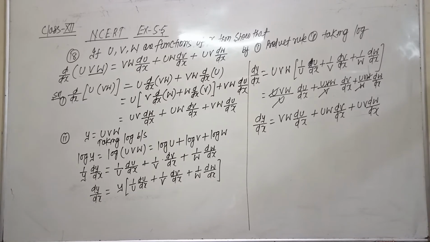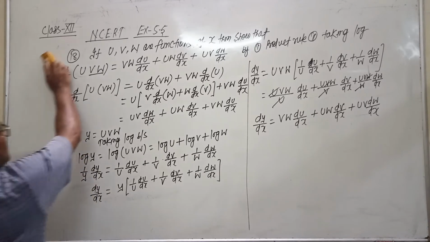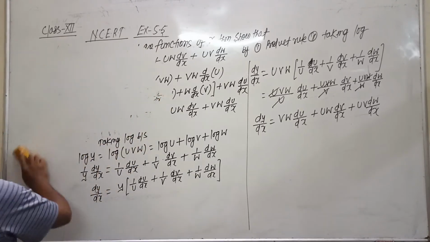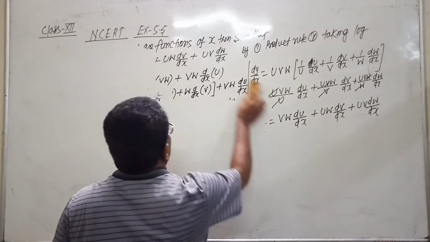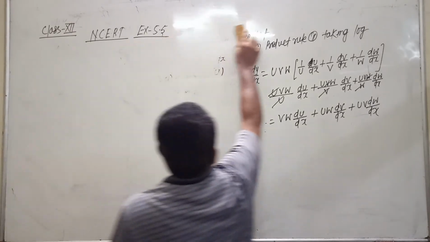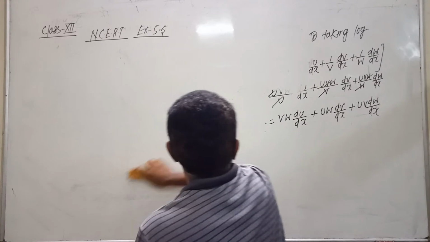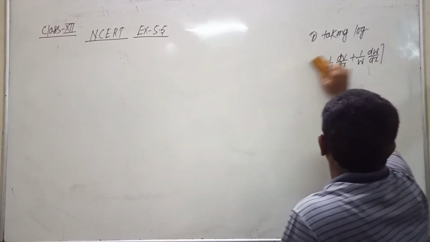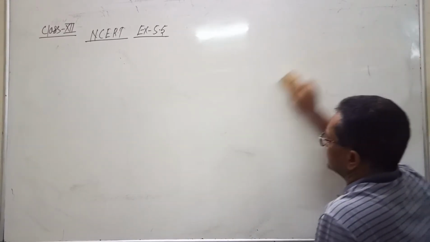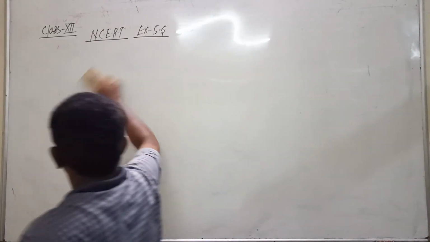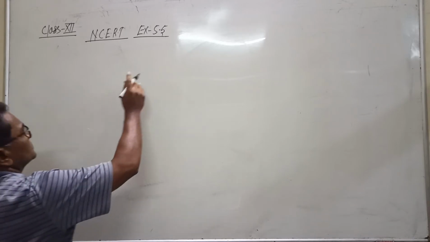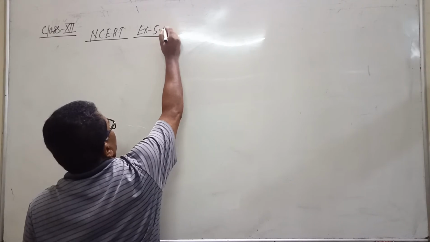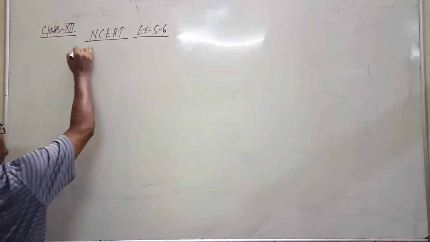Now we will start the next exercise, which is parametric form. Exercise 5.6, parametric form.